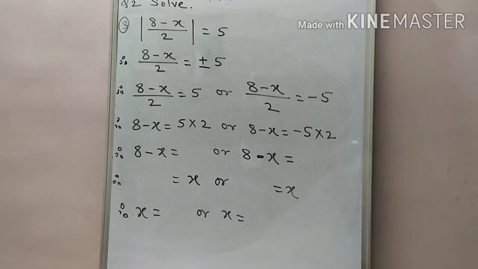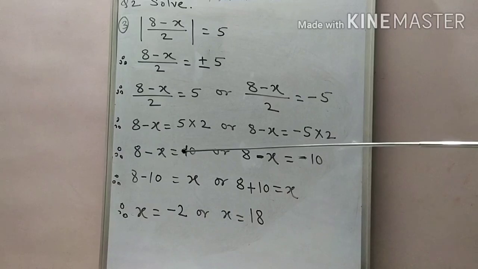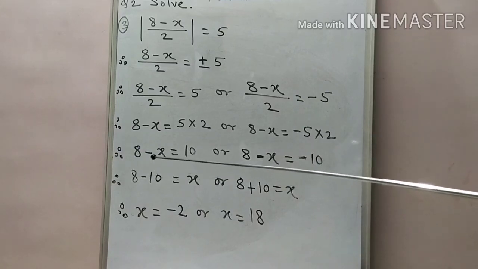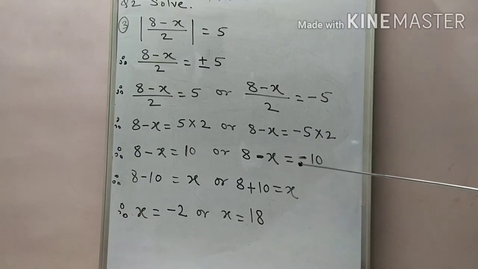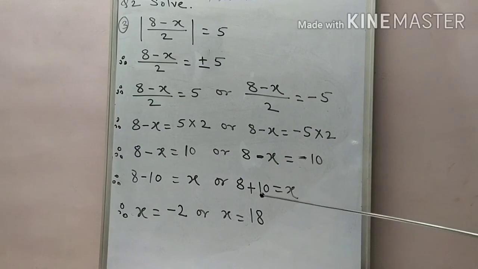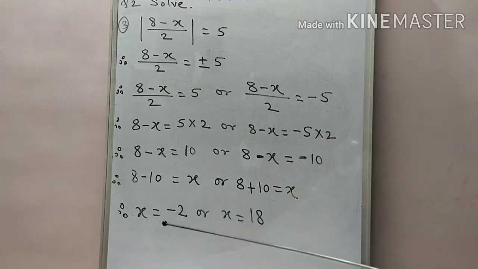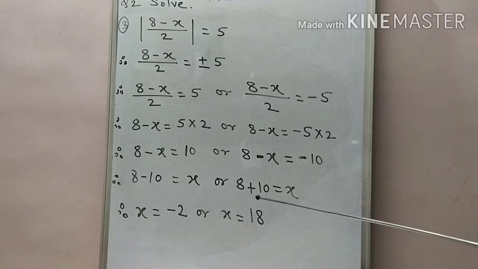Okay students, is it correct? 10 is taken to the left side as minus 10 and minus x to the right side as plus x. Similarly here minus 10 to the left side, we change the operation as plus 10 equal to x. And hence x equal to this subtraction, minus 2, and the second value x equal to that addition, 18. Okay, so for 2 mark questions, this is the example asked in the exam.